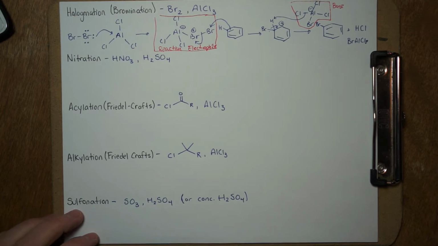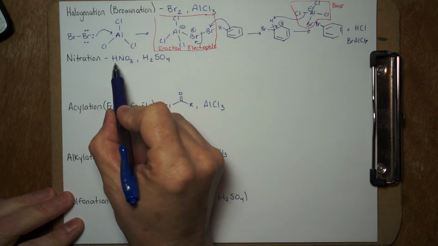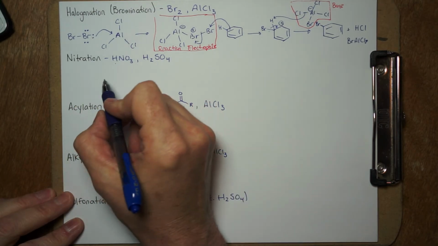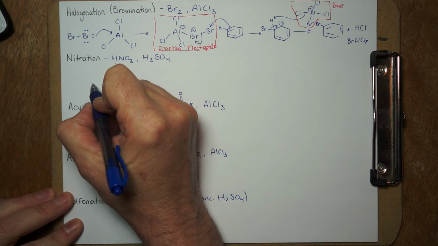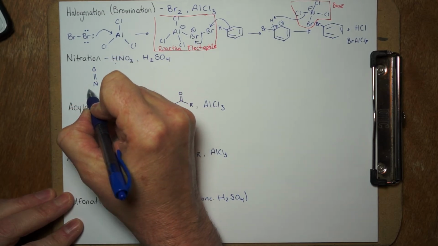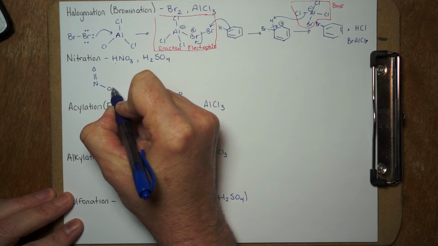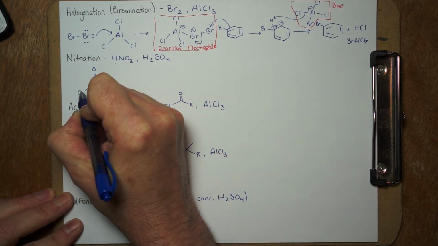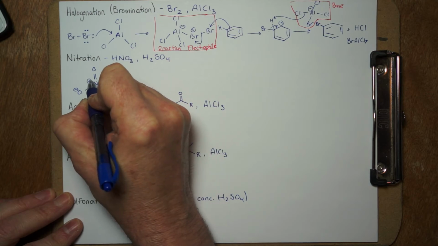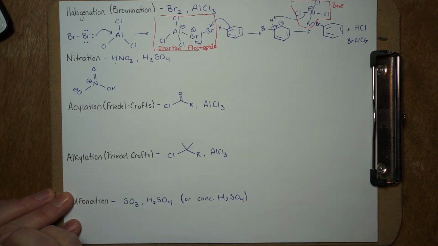Okay, so let's look at the other reactions. We'll go through them really quickly. We'll just really look at the formation of the electrophile. And then it will be up to you to complete the reaction with the addition and the elimination, so choosing the proper base. All right, so with nitration, we're using nitric acid and sulfuric acid. So nitric acid has the structure of a nitrogen and 3 oxygens around. Nitrogen has a formal positive charge, and one of the oxygens has a formal negative charge.